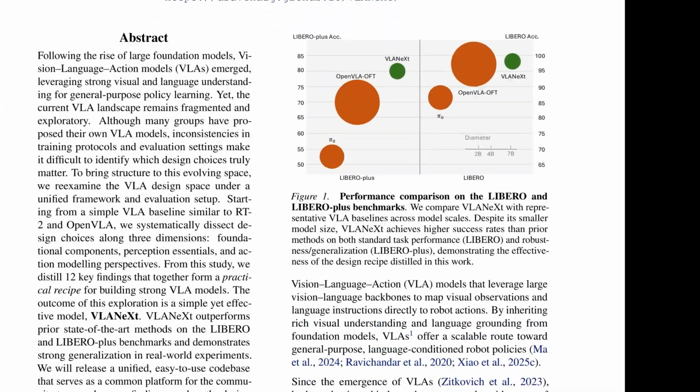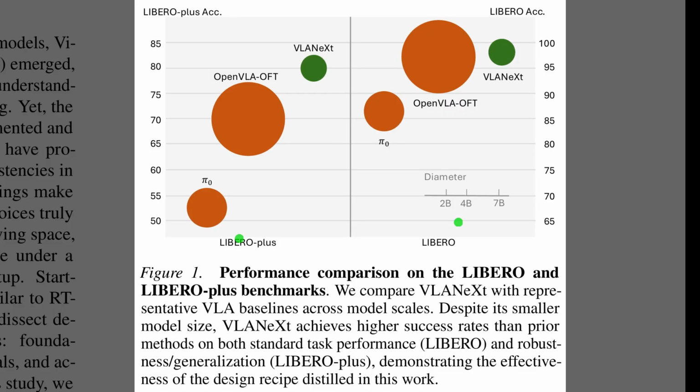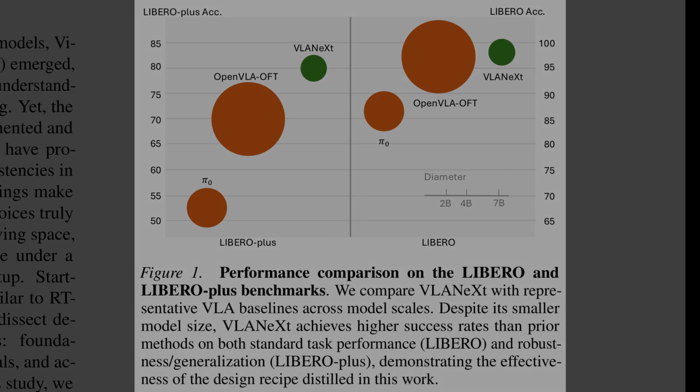Speaking of those results, Figure 1 compares performance on Libero Plus on the left and standard Libero on the right. The vertical axis tracks success rate, while bubble size indicates parameter count. You can see the green bubble, representing VLANeXt, sitting at the top of both plots, hitting about 80% on the tougher Libero Plus benchmark. Crucially, notice how much smaller that green bubble is compared to the huge orange circle for OpenVLA-OFT, proving that principal design matters more than just scale.